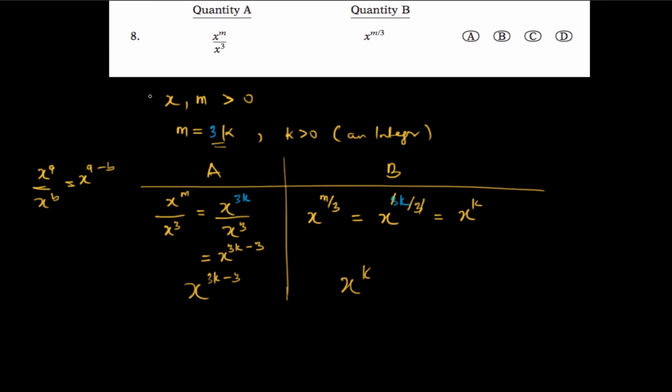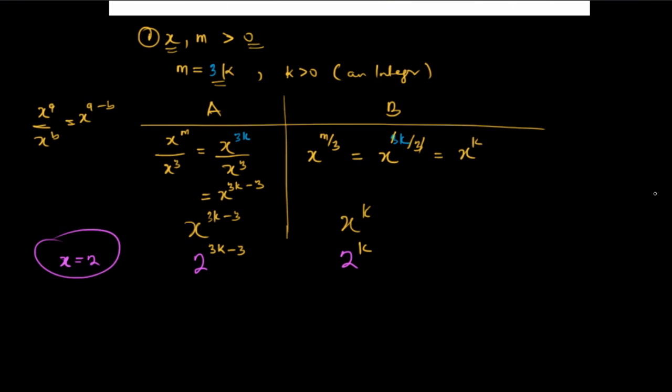According to the information I'm given, x is a positive number, so I'm going to choose x to be 2. So if x equals 2, quantity A is going to be 2 to the power 3k minus 3, while quantity B is just going to be 2 to the power k. And also, I took my k to be greater than 0, that is, k is a positive number since I've been told that m is positive.